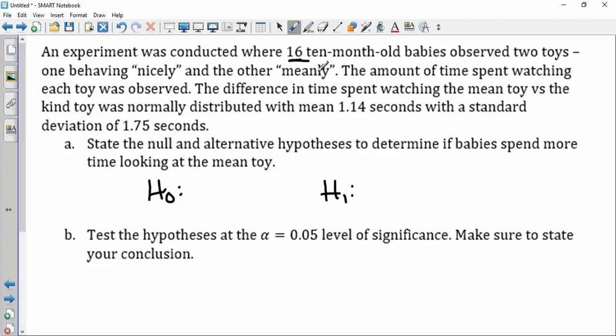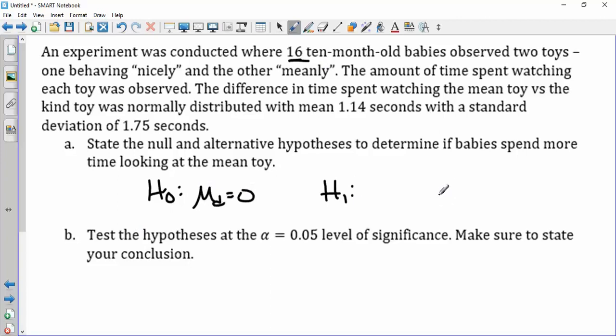I didn't just say, I'm going to take 16 babies and put them in this room with the nice toy, and then a different 16 babies in the room with the mean toy, and compare them. It was one baby observed both things. So this is matched pairs data. So we'd be talking about the mean of the difference.